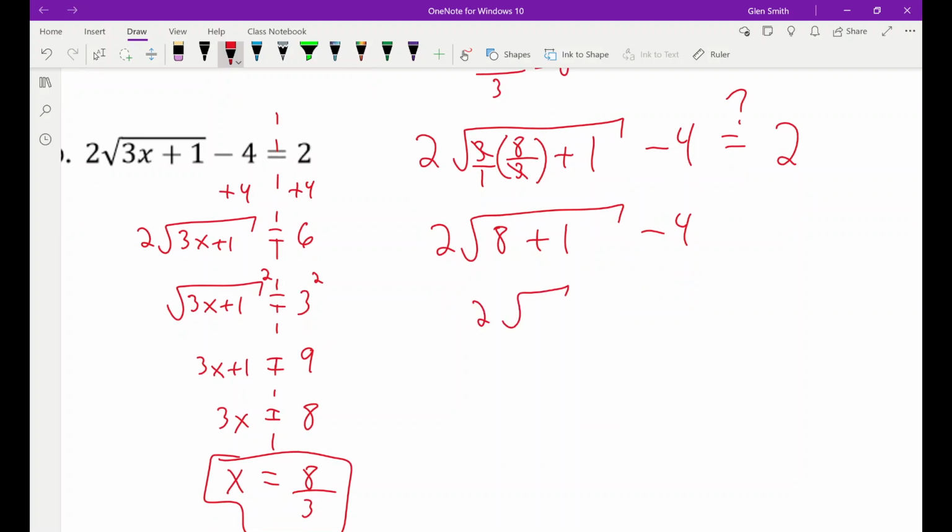8 plus 1 is 9. So it looks like that. The square root of 9 is 3. 2 times 3 is 6, minus 4, that is 2. Excellent.